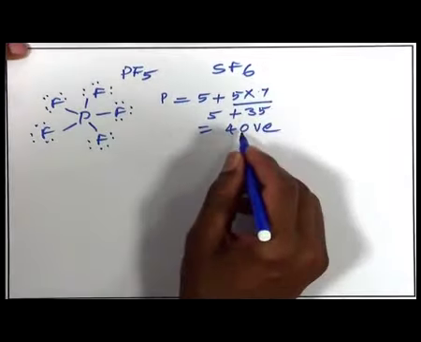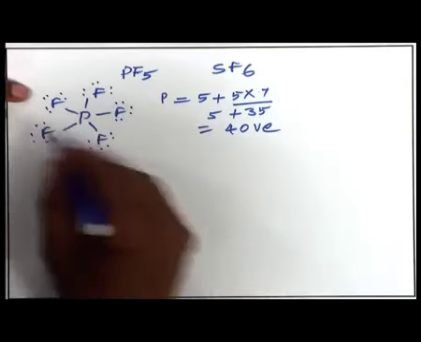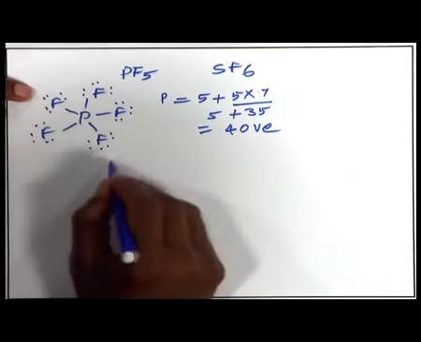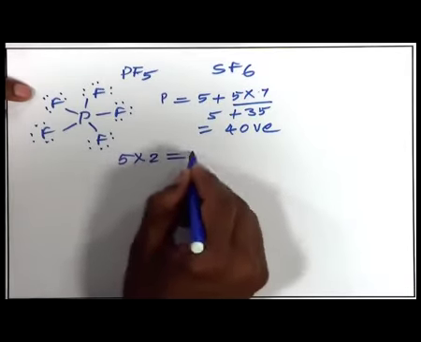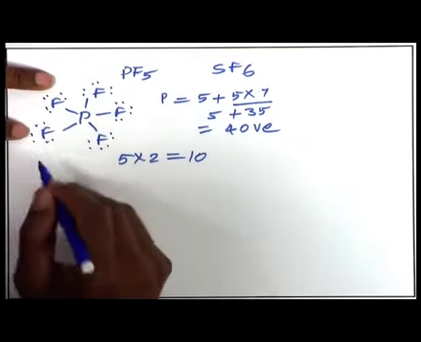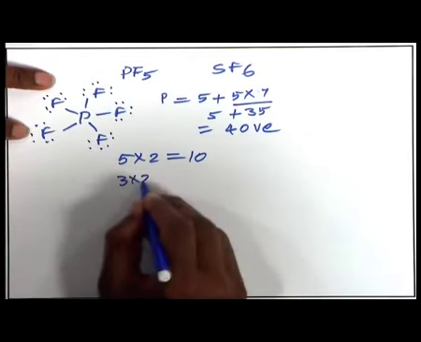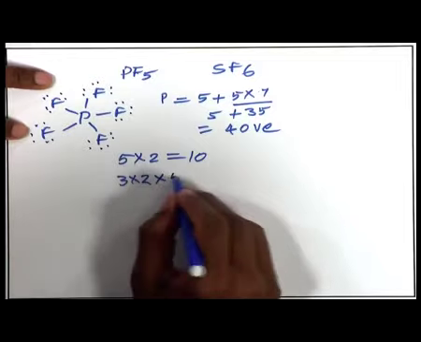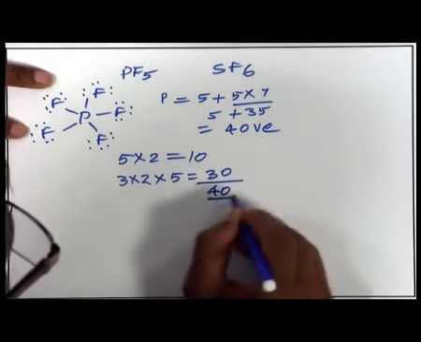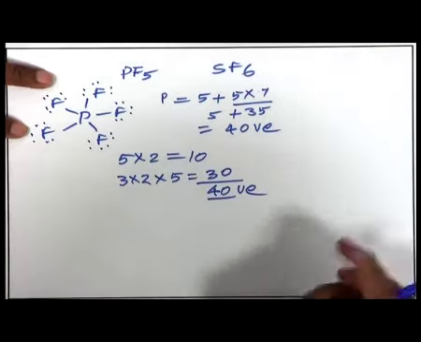Now, you can verify those 40 valence electrons by counting the electrons here. There are 5 bonds, so 5 into 2 equal to 10 electrons. There are 3 lone pairs on each fluorine atom, so 3 into 2 into 5, equal to 30. So in total, 40 valence electrons. The total matches.